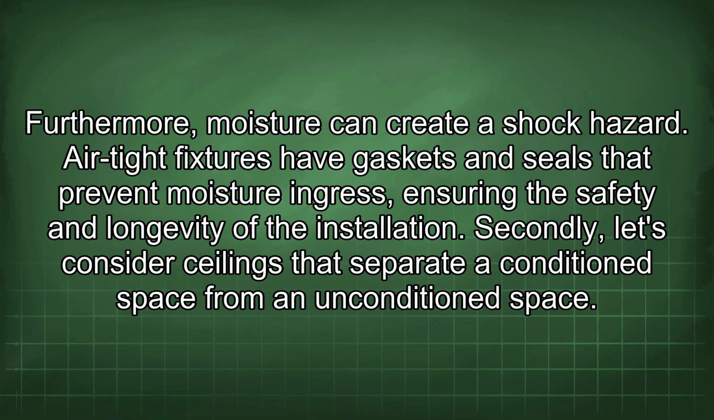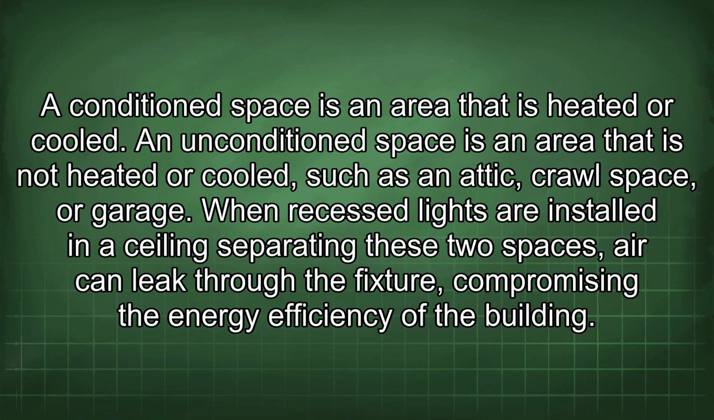Secondly, let's consider ceilings that separate a conditioned space from an unconditioned space. A conditioned space is an area that is heated or cooled. An unconditioned space is an area that is not heated or cooled, such as an attic, crawl space, or garage. When recessed lights are installed in a ceiling separating these two spaces, air can leak through the fixture, compromising the energy efficiency of the building.